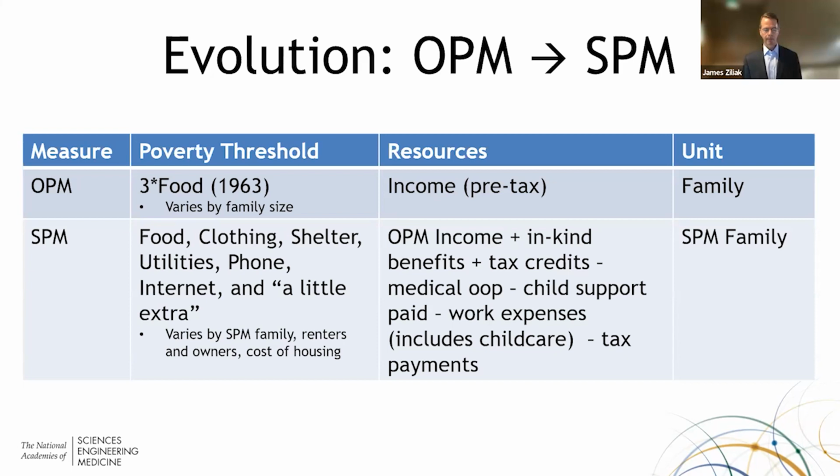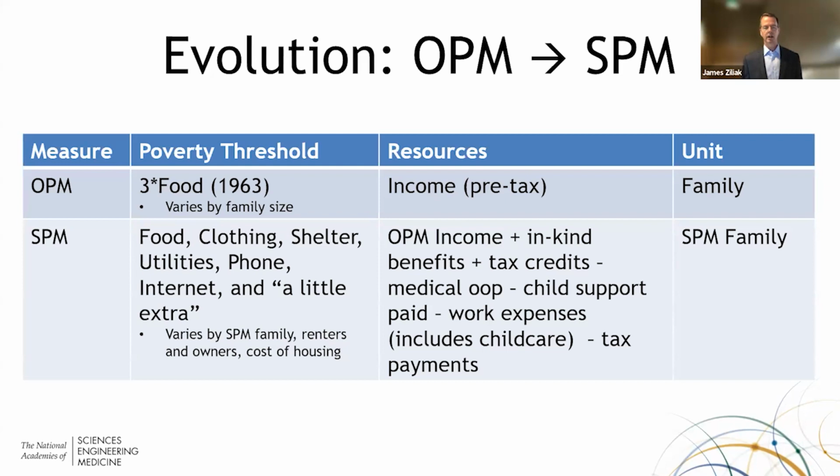In the 1995 National Academy report, they strongly recommended a move away from the official poverty measure towards a new measure. The supplemental poverty measure is an outgrowth of that 95 National Academy report. The basic need bundle with the SPM is an examination of what's needed to cover food, clothing, shelter, utilities, phone, internet, and what's known as a little extra. The little extra is a 20% multiplier on the sum of expenditure on food, clothing, shelter, utilities, phone, and internet.